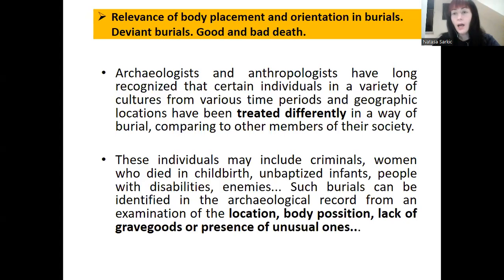How can we record this kind of burial in archaeological records? We are focusing on the location of the burial: is the grave a normal part of the necropolis, or is it somehow outside? Is there something strange about the body position, not following the pattern that others follow? Is there a lack of grave goods, or are there unusual, weird ones buried with him or her? All of this can lead us to possible tracks that there is something different about this individual, something unusual.